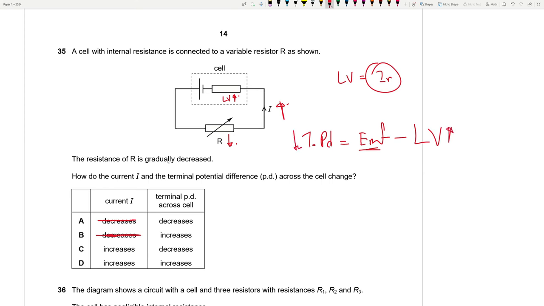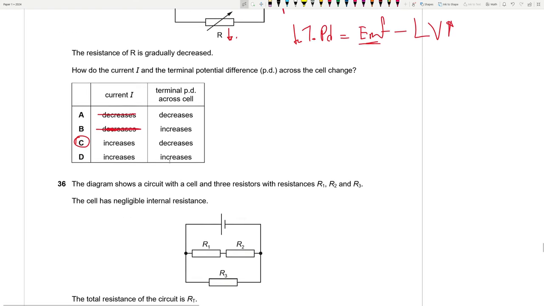So what happens to terminal PD? Terminal PD must decrease. This is a scenario that you must be familiar with. If the external resistance decreases, current will increase, okay, but lost volts increases, so terminal PD decreases.